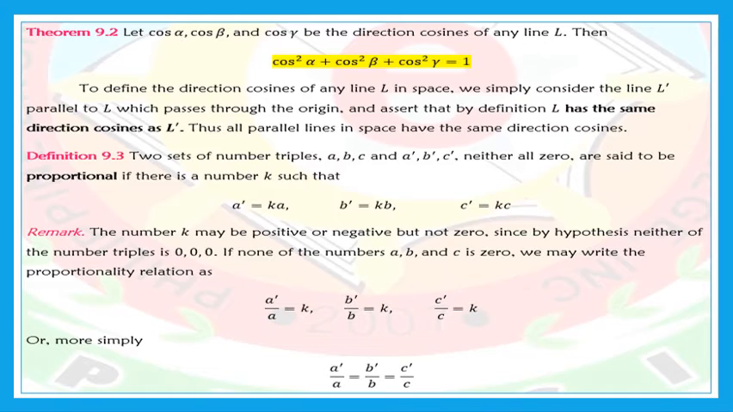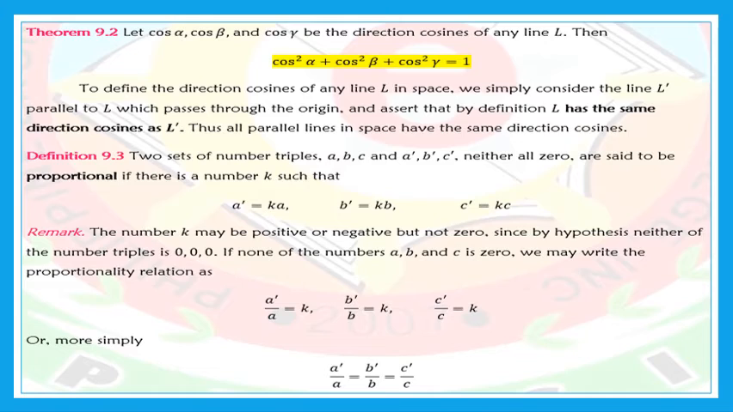To define the direction cosines of any line L in space, simply consider the line L prime parallel to L, which passes through the origin, and assert that by definition L has the same direction cosines as L prime. Kasi parallel lang silang dalawa which passes through the origin. So thus all parallel lines in space have the same direction cosines. So yun yung tatandaan ninyo, lahat ng parallel lines in space have the same direction cosines.